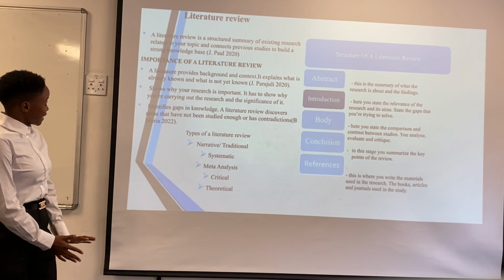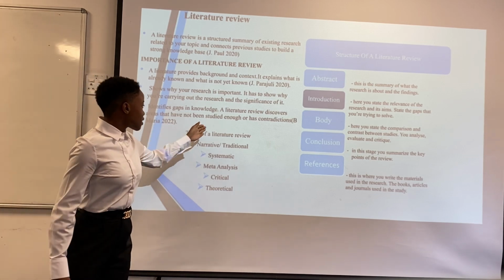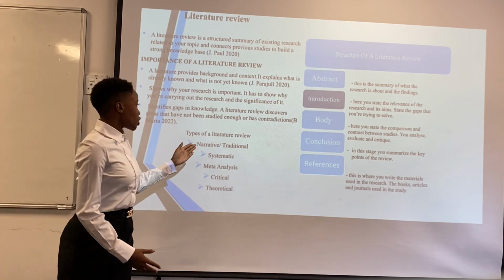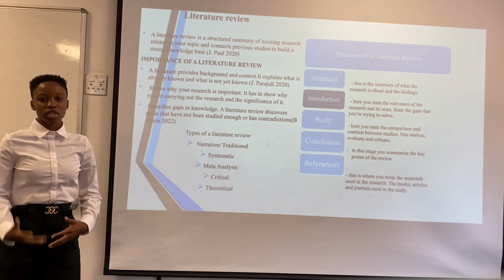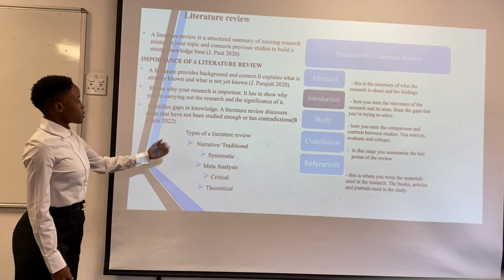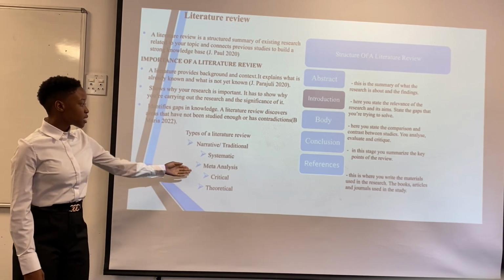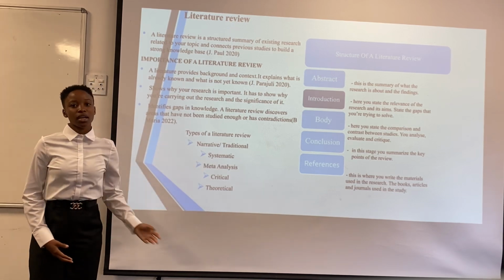Last but not least, a literature review identifies gaps in knowledge. A literature review discovers areas that have not been studied enough or has contradictions. Types of a literature review: you have narrative or traditional, systematic, meta-analysis, critical, and theoretical.